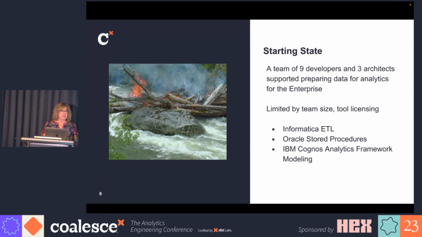Our starting state stack was, and still continues to be as we're migrating off of these, Informatica for our ETL, a lot of Oracle stored procedures, and Oracle was our backend data warehouse. And for our presentation layer, it was IBM Cognos Analytics with the need to do framework modeling, and that was also one of our limiting factors for the licensing costs.